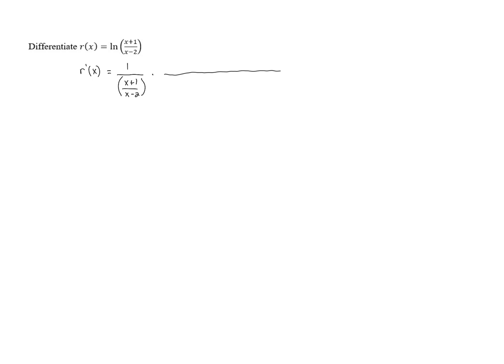Remember, the quotient rule is low d high, so x minus 2 times the derivative of the higher function. The derivative of x plus 1 is just 1, minus high d low. The higher function is x plus 1 times the derivative of the lower function. The derivative of x minus 2 is just 1, so not bad actually, all over low squared. So it's going to be x minus 2 squared.